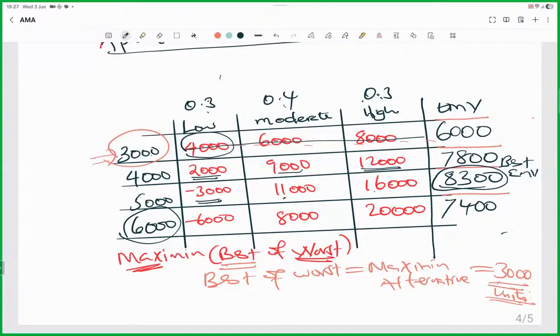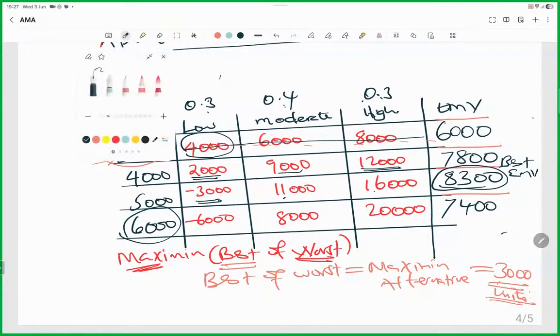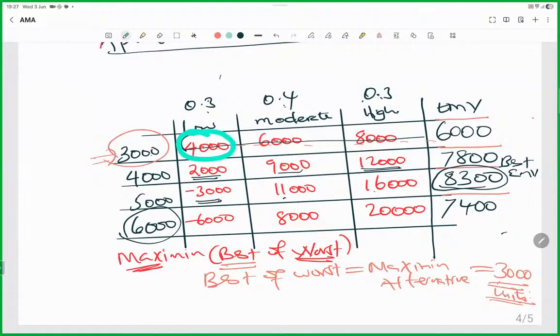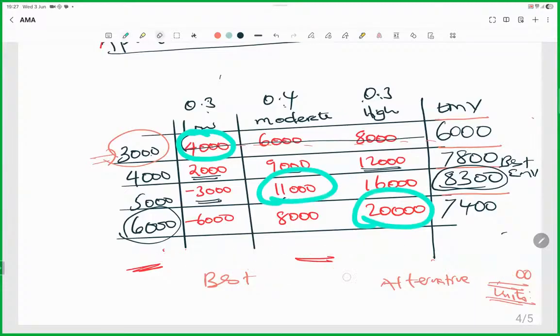So for EV of PI, that one can never defeat me because I'll go to each column selecting the best. Under the first column, which one is the very best, my good students? 4,000, right? So you circle it. You go to column number 2, the very best is which one? 11,000, right? You circle it. You go to the third one, which is what here, somebody? 20,000.